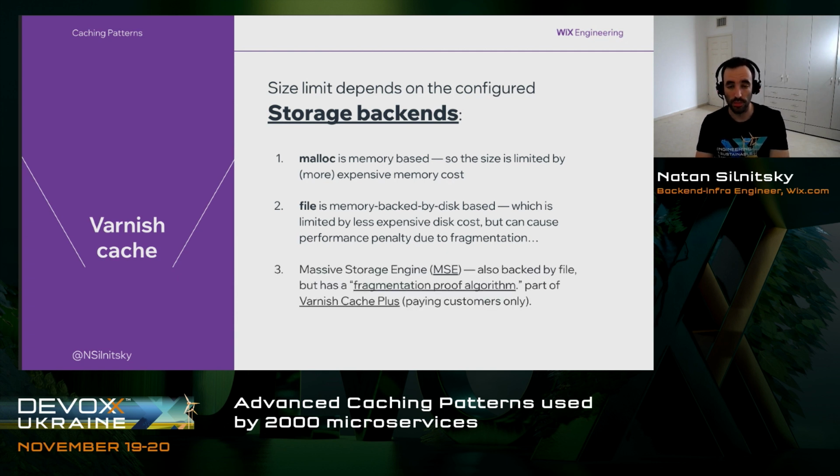Of course, disks are less expensive than memory, but you can end up with a performance penalty due to disk fragmentation. Now, there is a third option called a massive storage engine that is backed by a file, but it also has a fragmentation-proof algorithm. Now, this type of storage backend is not found on the open source version of Varnish Cache. It's part of Varnish Cache Plus, so it's for paying customers.